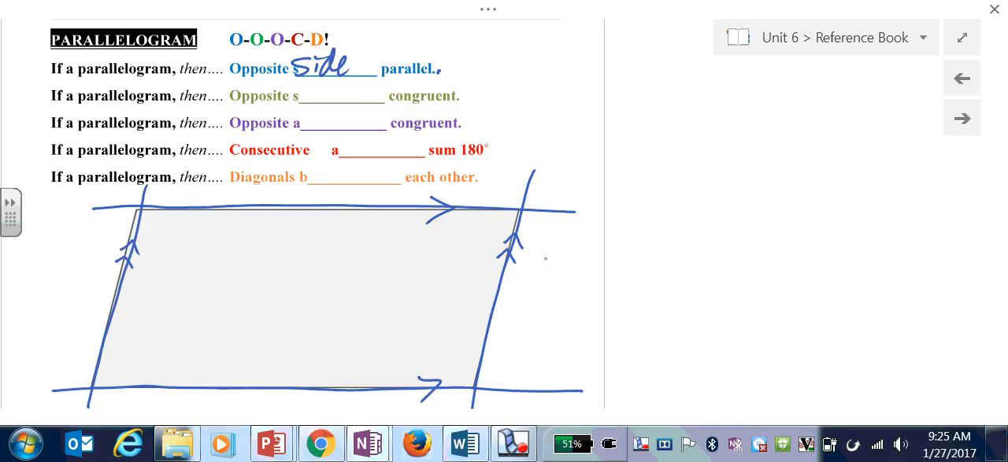Opposite sides parallel. That makes sense. It's the first quality because it's a parallelogram. So you know that's parallel. So that's the definition of a parallelogram.